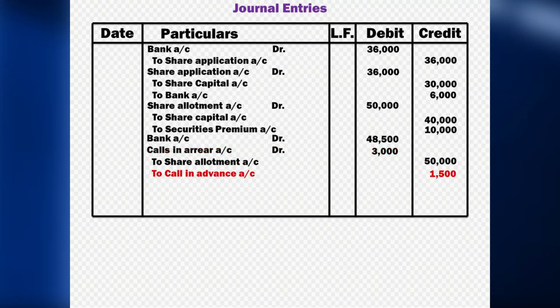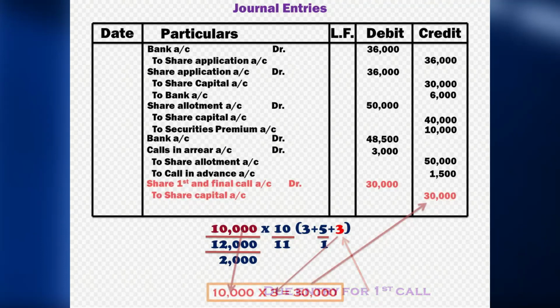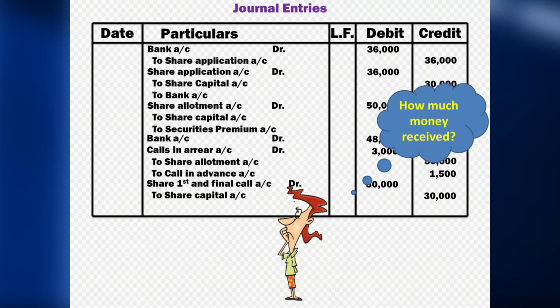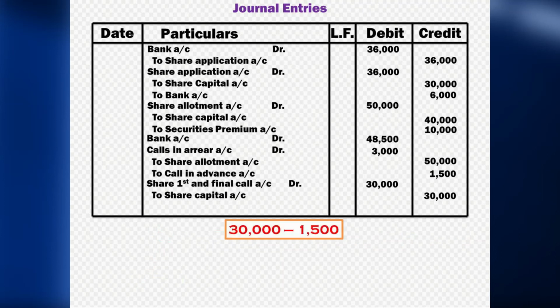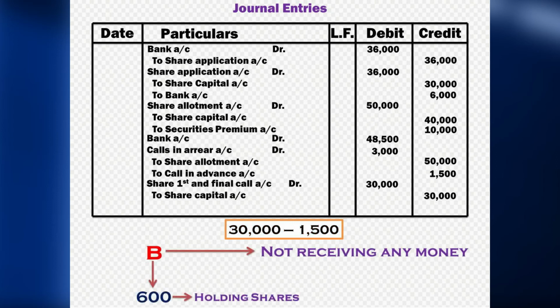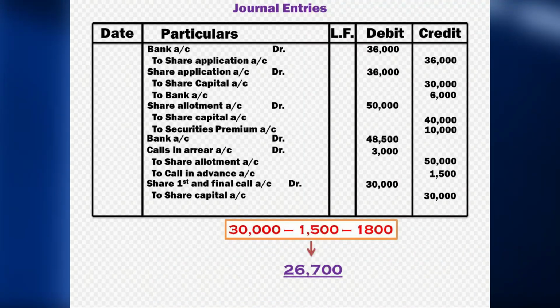Now the due entry for first call. Share first and final call account debit to share capital account rupees 30,000. And then how much money we will receive? We will not receive any money from A, that is 1,500. So 30,000 minus 1,500, and we are not receiving money from B. He was holding 600 shares, means 600 into 3, 1,800. So the net money received is 26,700 rupees.